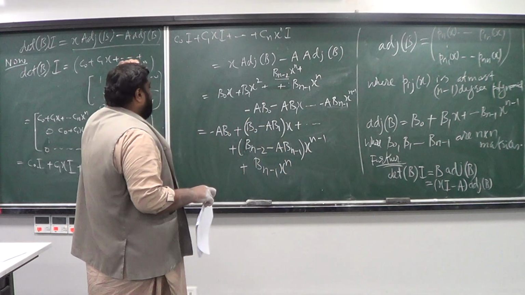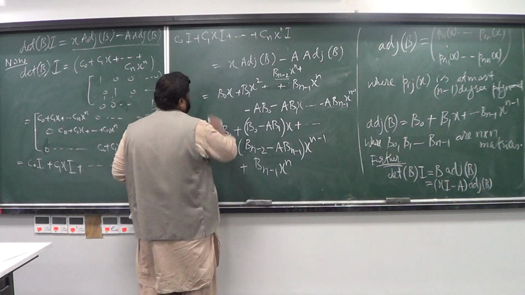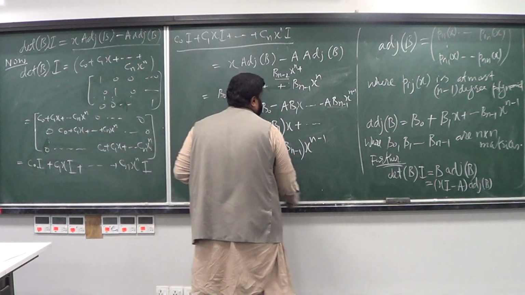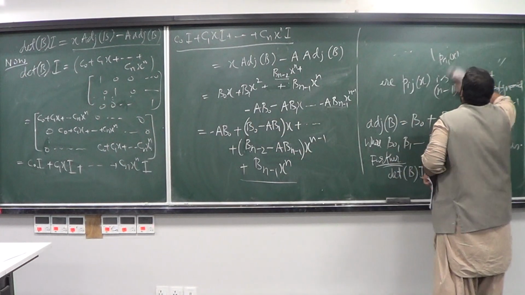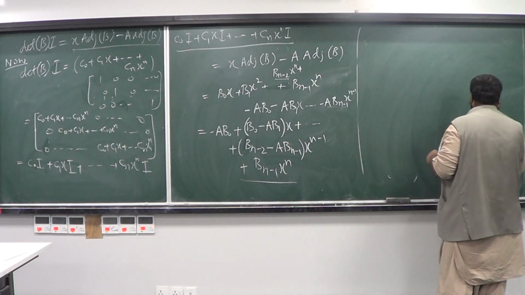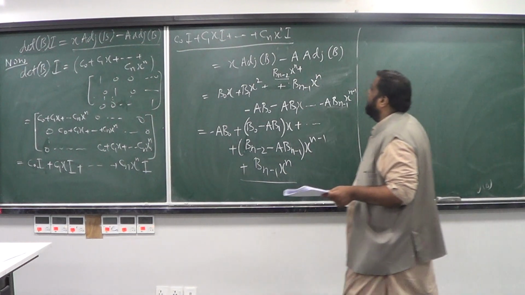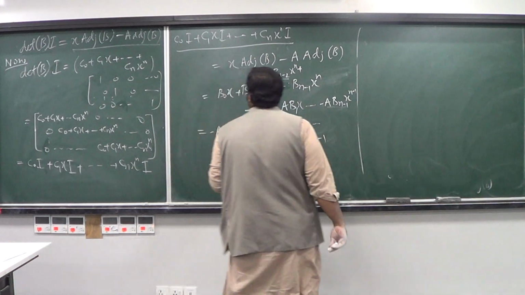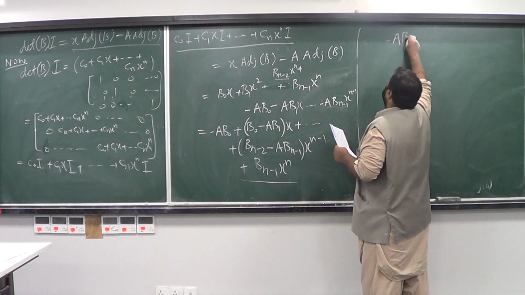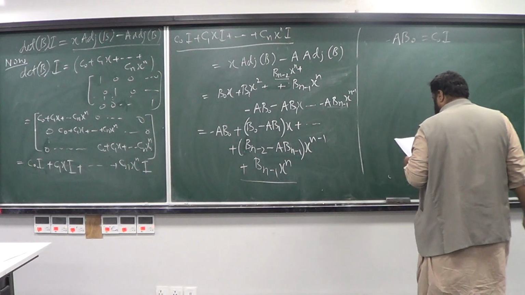Now let's compare the coefficients. On one side I have this, and on the other side I have this. Let's make the comparison of the coefficients. So what are you going to get? The first thing is minus AB naught is C naught I. This is the first equation.